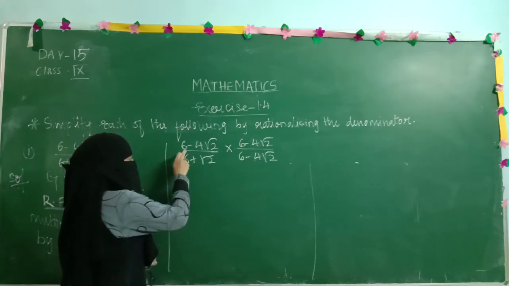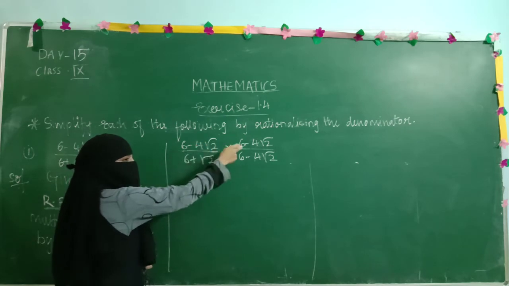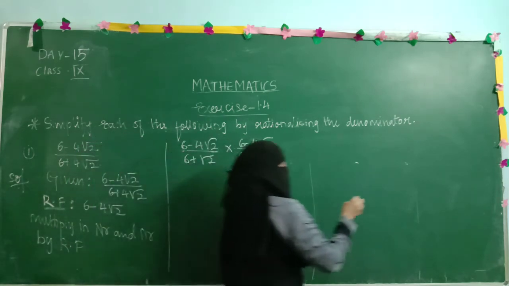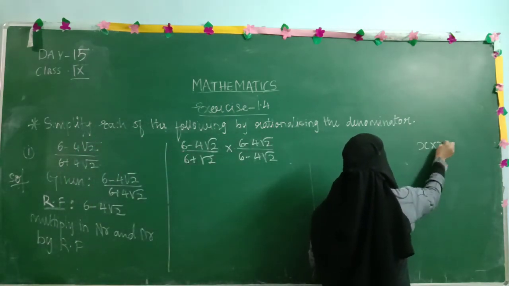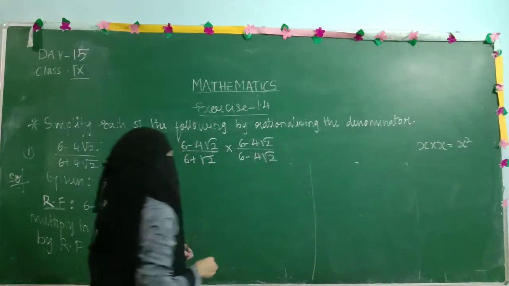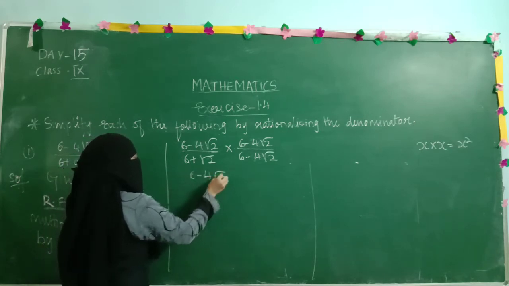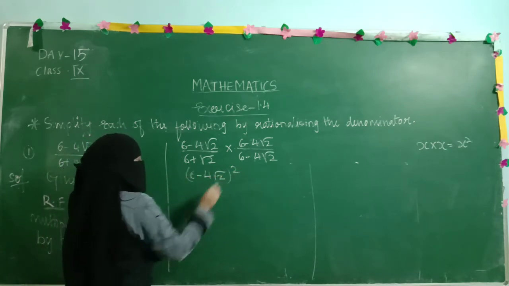You are observing here, this is 6 minus 4 root 2, this is also 6 minus 4 root 2. These both are like terms. Here in the rough column I will show you, whenever there is x into x, we write x square. So here also, as we have like terms, we multiply them. So 6 minus 4 root 2 whole square. In this form I am writing.